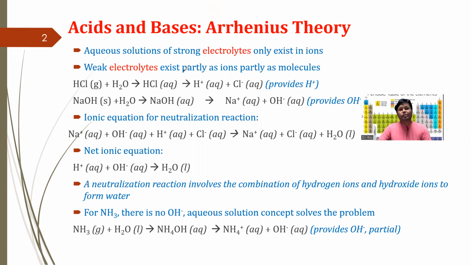So, a strong electrolyte and weak electrolyte: I have mentioned that if the substance, when it is dissolved, or if it is in molten state, if all the ions are separated, or all the substance can be ionized, then it is considered as a strong electrolyte. And if the substance dissociates or ionizes partially, then it is considered as a weak electrolyte.